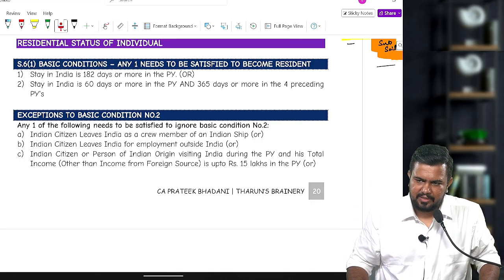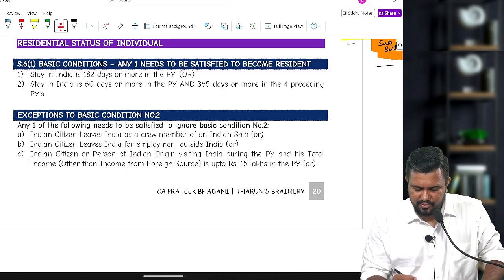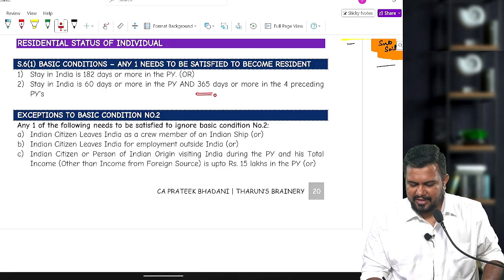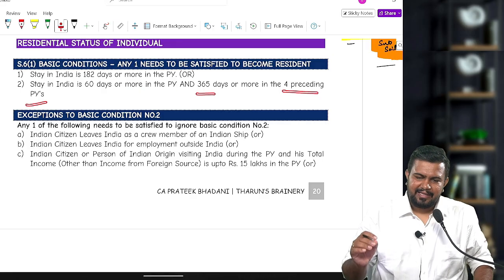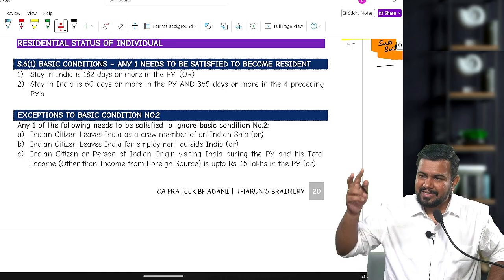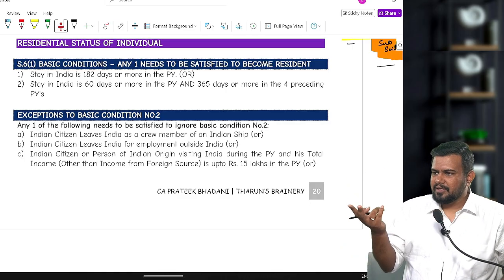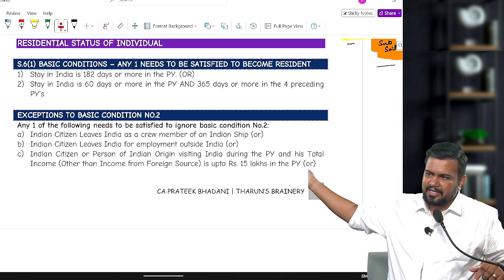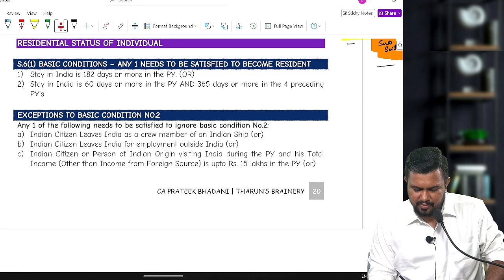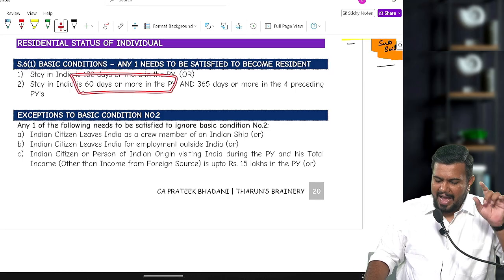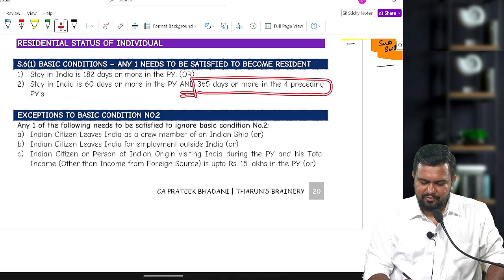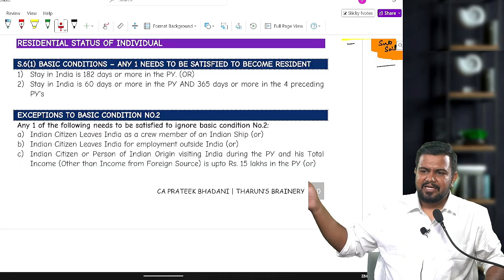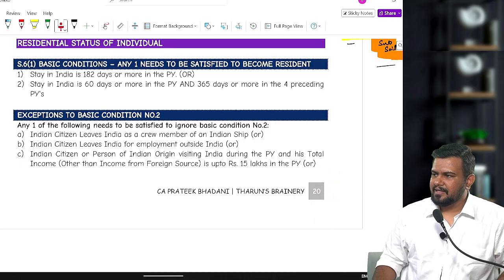Now, the second basic condition. The second basic condition is that if the individual stays in India for 60 days or more during the previous year and 365 days or more in the 4 preceding previous years, then the individual will be resident. So, in the second basic condition, it is a cumulative condition. Cumulative means two conditions are there. Both should be satisfied. Then only this condition is said to be satisfied. What are the two conditions? Stay in India should be 60 days or more during the previous year and 365 days or more in the 4 preceding previous years. If both are satisfied, then this condition is satisfied. If this condition is satisfied, the individual will be resident in India.